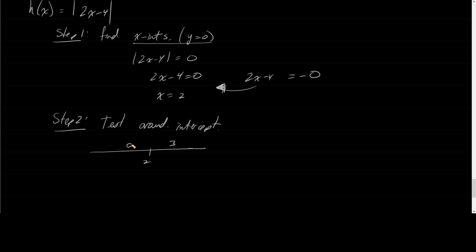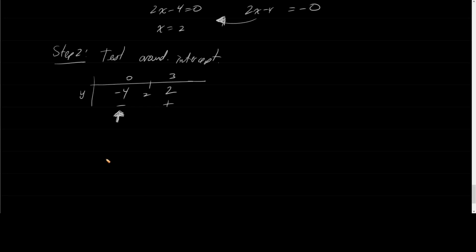When we plug in 0, what do we get for the function? We plug it in without the absolute value, just in here. 2 times 0 is 0, minus 4 is negative 4, so I get negative 4. When I plug in 3, 2 times 3 is 6, minus 4 is 2. Notice that this value is positive while this one's negative. The negative side is what needs to be negated. So that's the part that we're going to be negating.